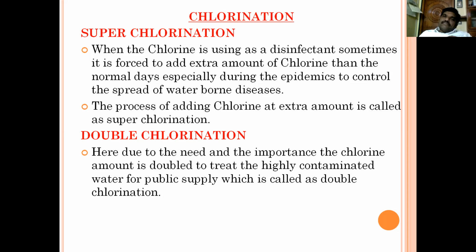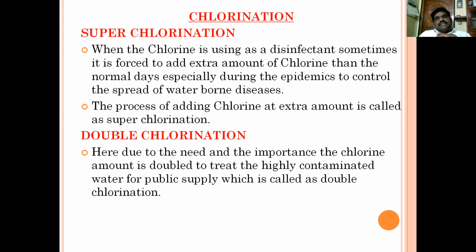Next one is double chlorination. Chlorination means we are applying chlorine to kill the bacteria. The process of applying chlorine to kill the bacteria is called chlorination, and it is practiced with different methods by different names. Superchlorination means we are adding extra chlorine than the normal amount, especially during pandemic seasons and epidemics, to control the spreading of waterborne diseases.